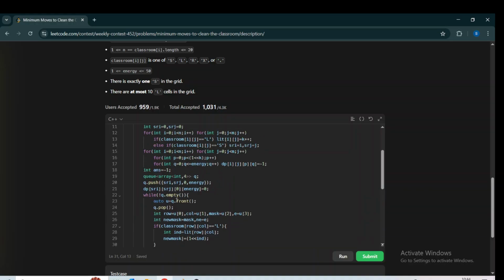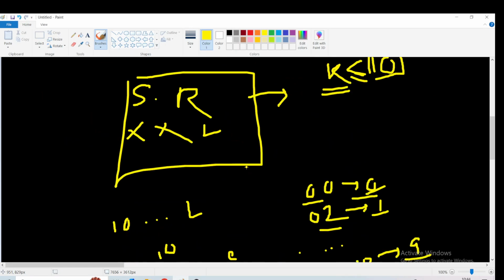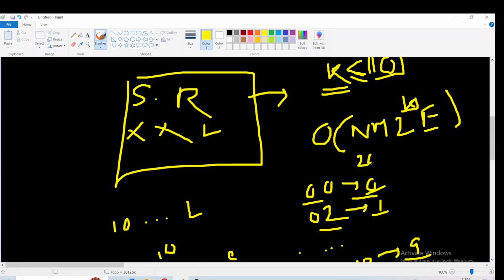What is the time complexity of the solution? The time complexity is order of n times m times 2 to the power k times e, where k is the number of litter cells. So here you can see it is like 20 into 20 into 2 to the power 10 into 50. This is the overall maximum time complexity. I hope you get it.